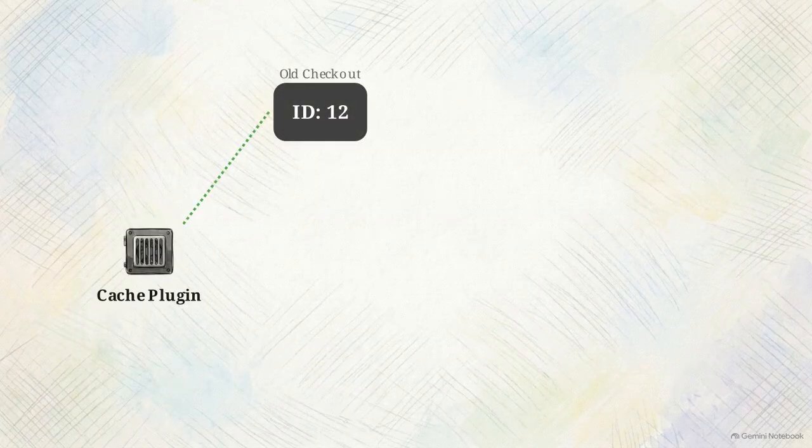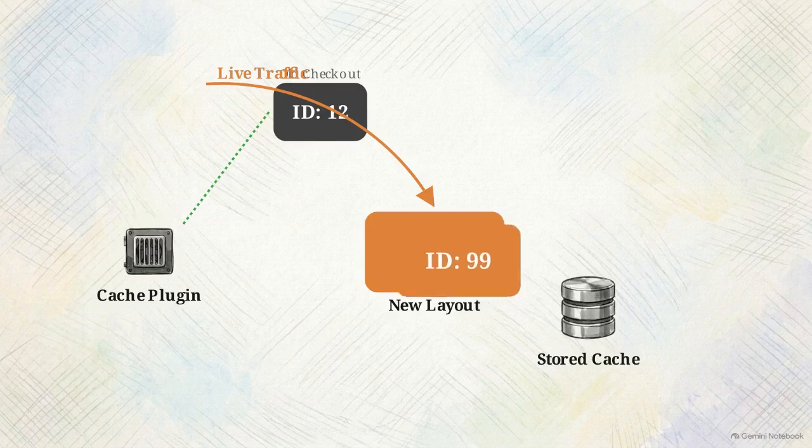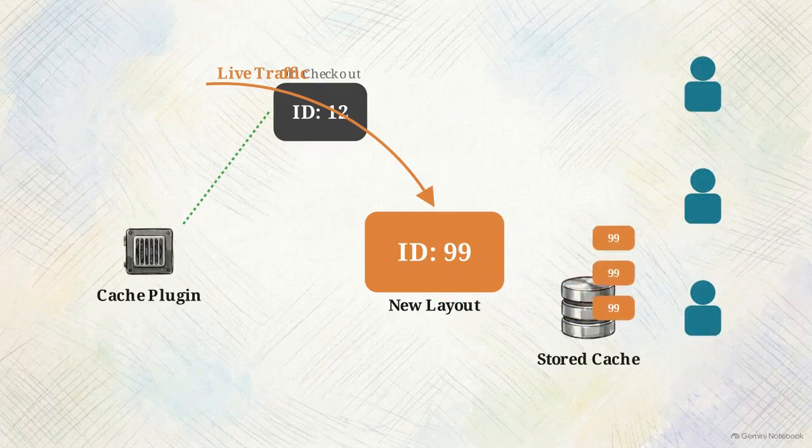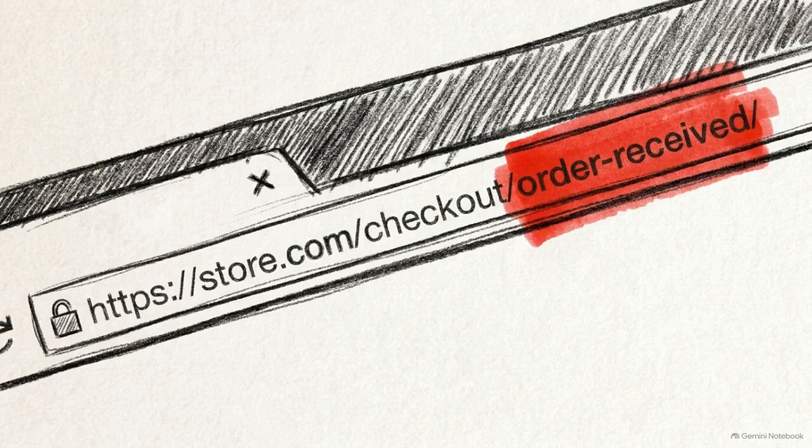If your cache plugin is looking for the ID of an old checkout page, but your live traffic is being sent to a new, custom-designed layout, your active checkout is currently being cached and served to everyone. Copy the exact URL slugs from your browser's address bar for the cart, checkout, and account pages. Be sure to include specific endpoints like order received, as these carry sensitive customer data.